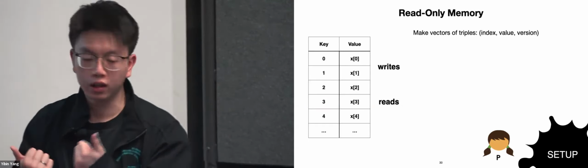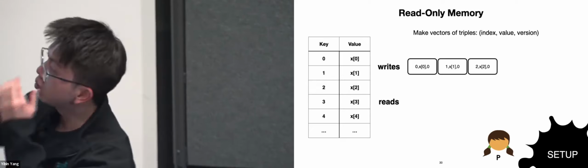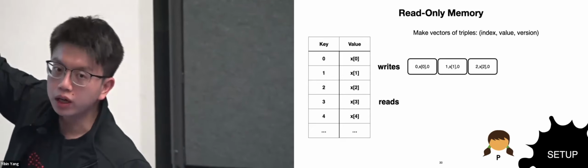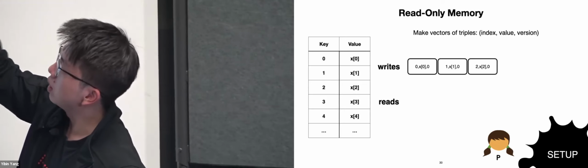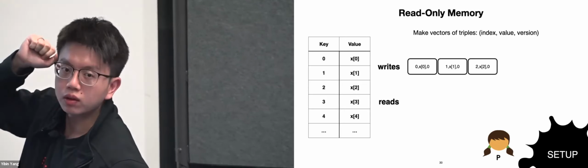One auxiliary value is the version of the current read. So what do I mean? Imagine you have two arrays, one called reads and one called writes. To initialize, I first put 3 elements inside the writes array. Index 0 saves value x0, and the current version is 0. Index 1, x1, and the current version is 0. Index 2 saves value x2, and the current version is 0.